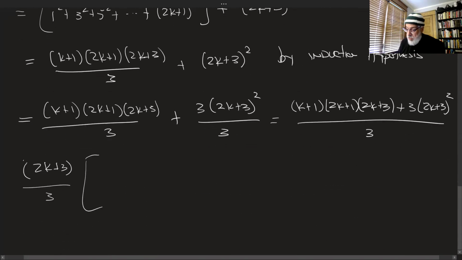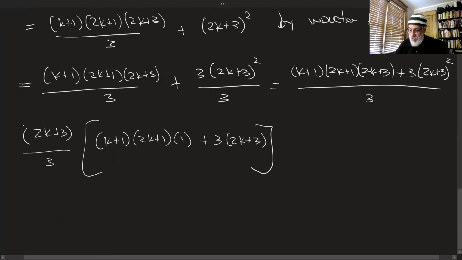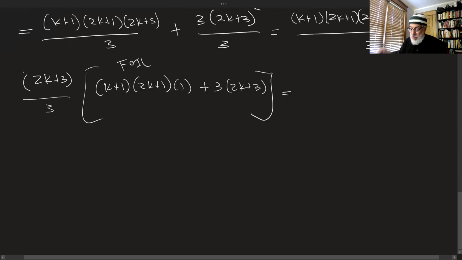It should just be k + 2. All right. So what's left? (k + 1)(2k + 1). Now we factored out a 2k + 3, so let's just think of that as 1 plus 3, and then we have 2k + 3 left over. So far, so good. I hope you're following the algebra. Now, anything times 1 is itself, so that's sort of redundant. So now I'm going to FOIL this guy: first, outer, inner, last. Let's write this term so we don't forget it: (2k + 3) divided by 3.